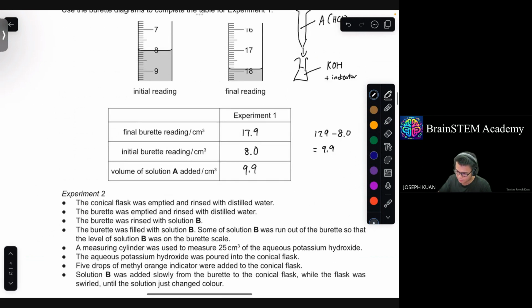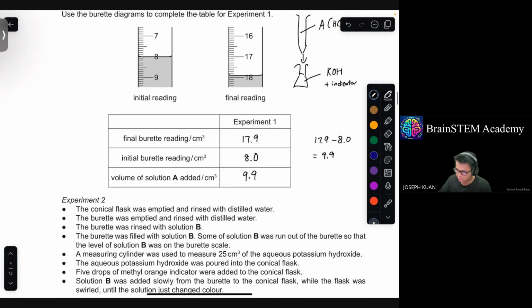Experiment 2. The conical flask was emptied and rinsed with distilled water. The burette was emptied and rinsed with distilled water as well. The burette was rinsed with solution B. The burette was filled with solution B. Some of solution B was run out of the burette so that the level of solution B was on the burette scale. A measuring cylinder was used to measure 25 cm cube of the aqueous potassium hydroxide. The aqueous potassium hydroxide was poured into the conical flask. 5 drops of methyl orange indicator were added to the conical flask. Solution B was added slowly from the burette to the conical flask, while the flask was swirled until the solution just changed color.